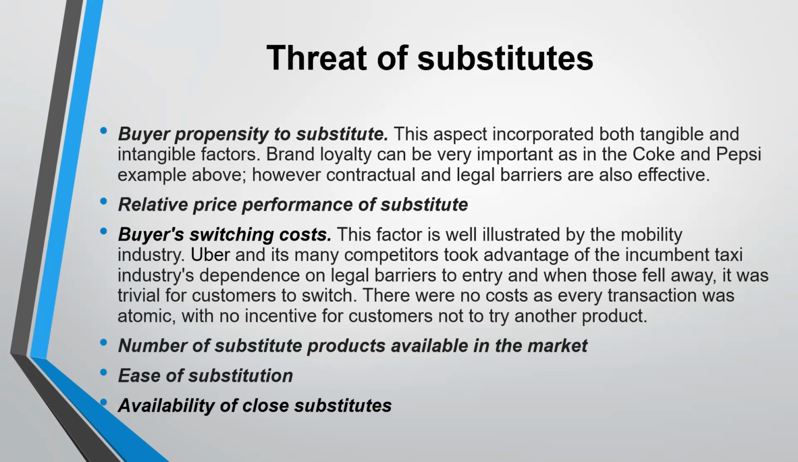This factor is well illustrated by the mobility industry. Uber and its many competitors took advantage of the incumbent taxi industry's dependence on legal barriers to entry, and when those fell away, it was trivial for customers to switch. There were no costs as every transaction was atomic, with no incentive for customers not to try another product. So there's a number of substitute products available in the market, ease of substitution, and availability of close substitutes.